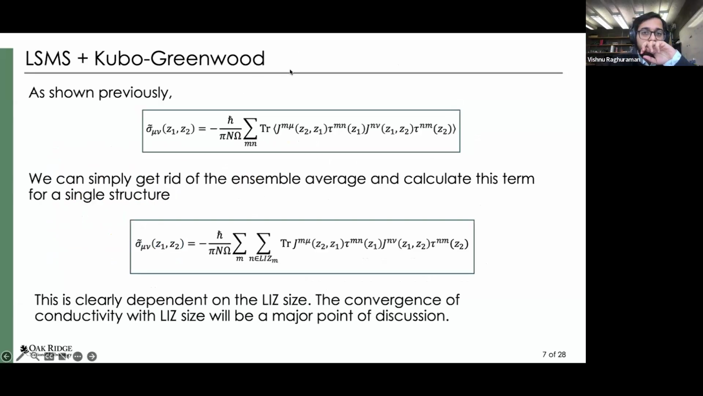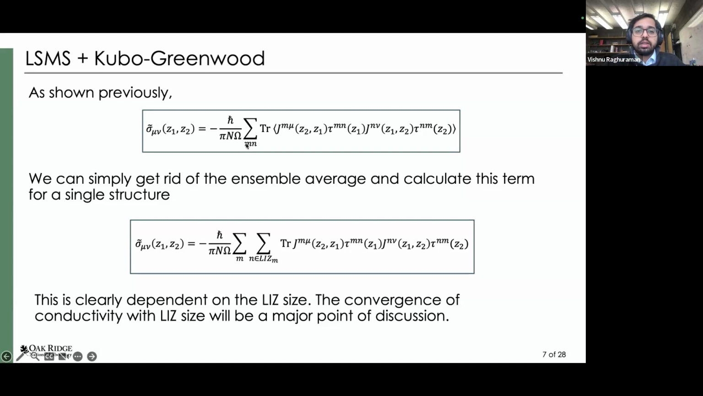Yeah. So basically we want to just solve this Kubo-Greenwood equation within LSMS. And it's a very simple modification. So you now get rid of your angle ensemble average brackets. You're just doing that one large system.